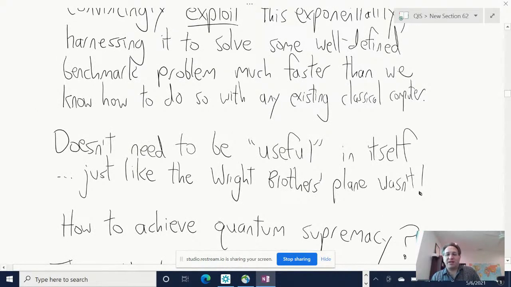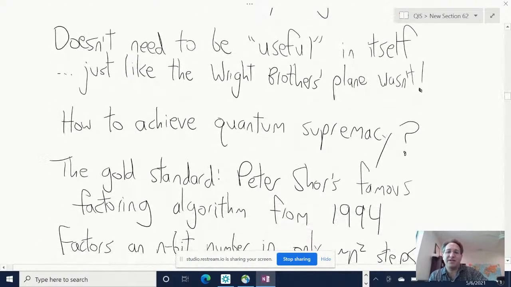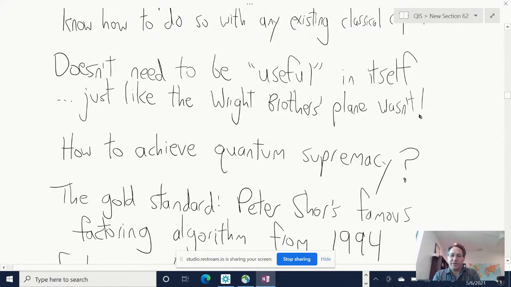Now the question becomes: how should we actually achieve quantum supremacy? What would a convincing demonstration of quantum supremacy consist of? Since the mid-1990s, we have known a gold standard for a convincing quantum supremacy demonstration, and this is the famous algorithm of Peter Shor, Shor's algorithm for factoring numbers. This was the discovery in the mid-90s that really made the wider world excited about quantum computing in the first place, or that put it on the wider intellectual map.